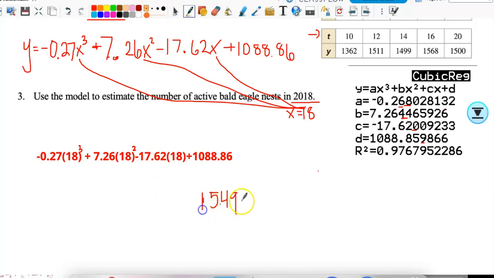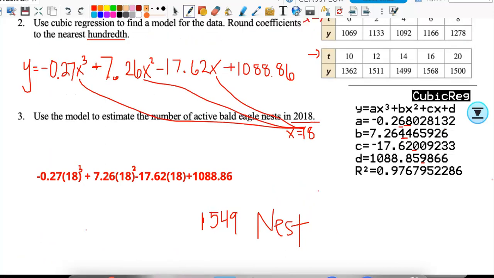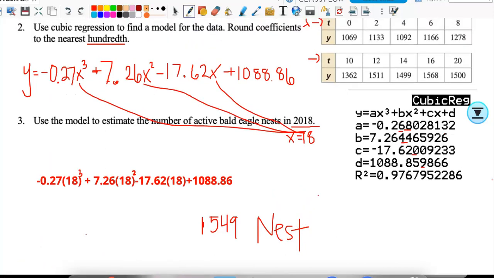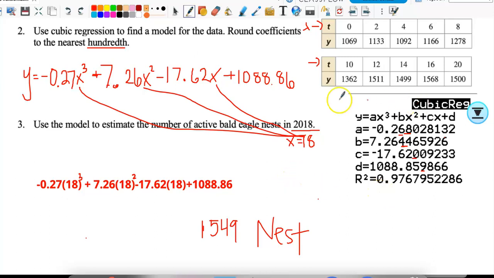1,549 nests, bald eagle nests. Thank you, cubic regression, because we really wanted to know how many active bald eagle nests were in Florida.